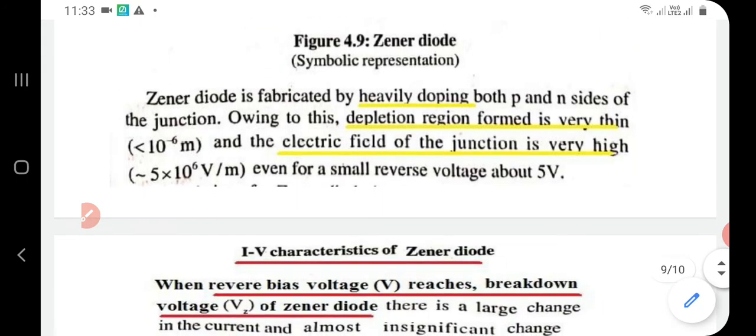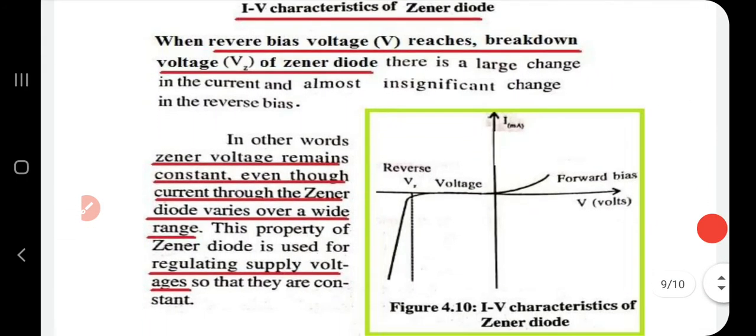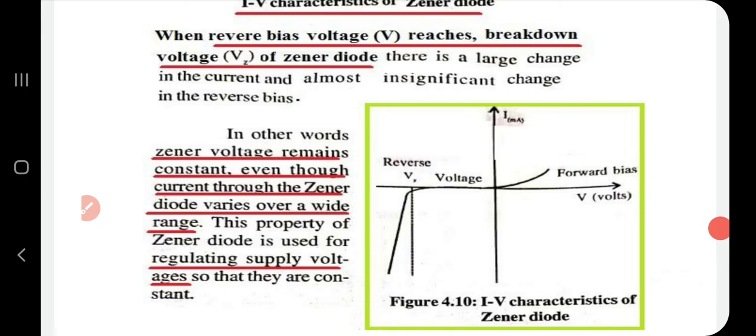Okay. Now, about the IV characteristics of the Zener diode. This is the VI characteristic, with voltage along the x-axis and current along the y-axis. Now, when the reverse bias voltage V reaches the breakdown voltage Vz of the Zener diode, there is a large change in current. Current increases, but there will be an insignificant change in reverse bias voltage. In other words, the Zener voltage, that is Vz, remains constant even though the current through the Zener diode varies.